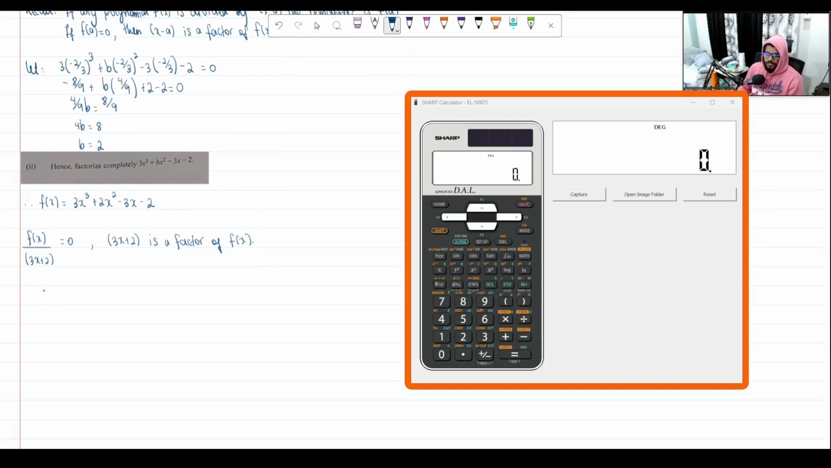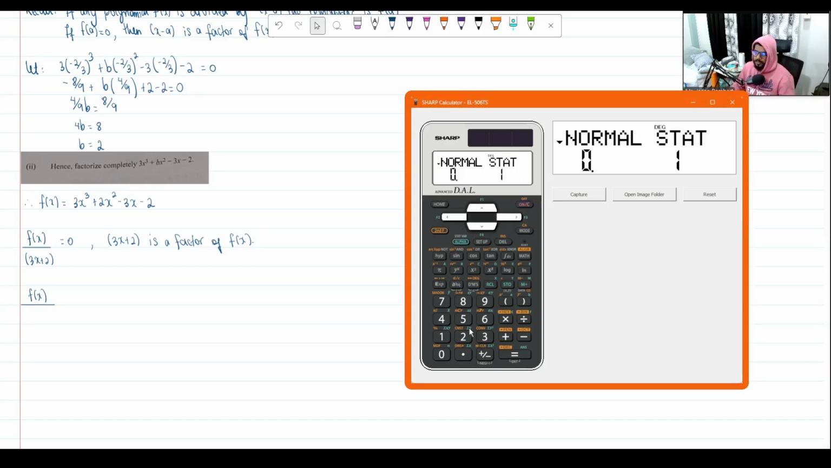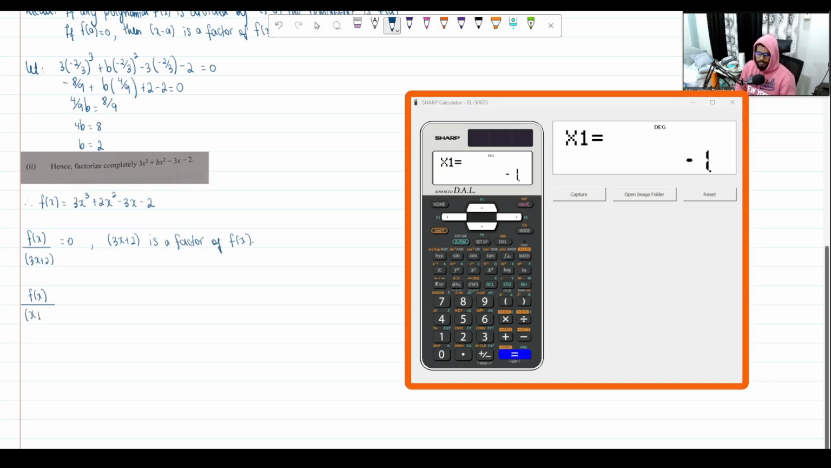I can also say that f of x divided by, I can go on my calculator for those who have a calculator that could solve a cubic. A is 3, b is 2, c is negative 3, and d is negative 2. Minus 1 is an answer. If minus 1 is an answer, then x plus 1 is a factor.